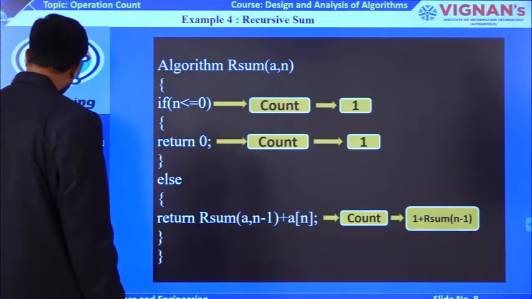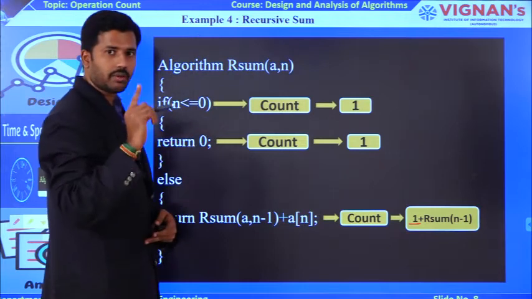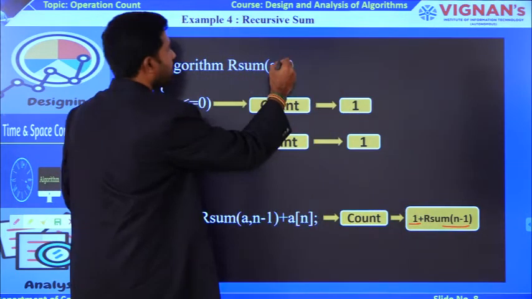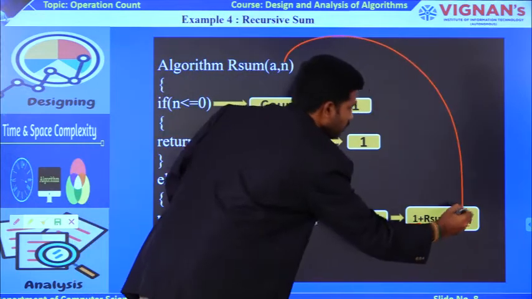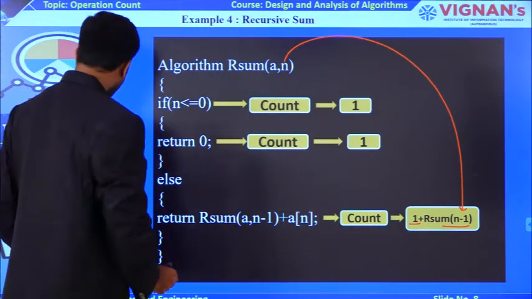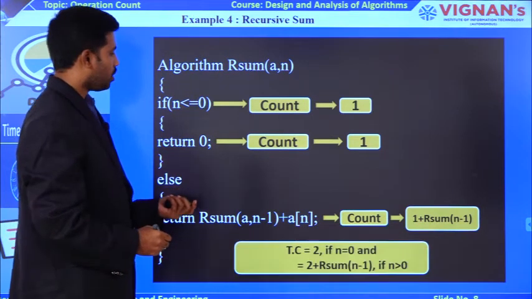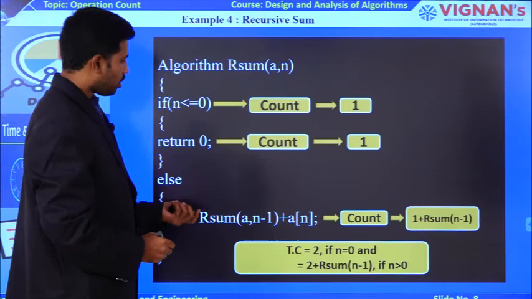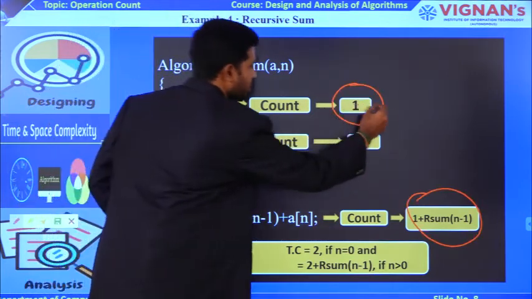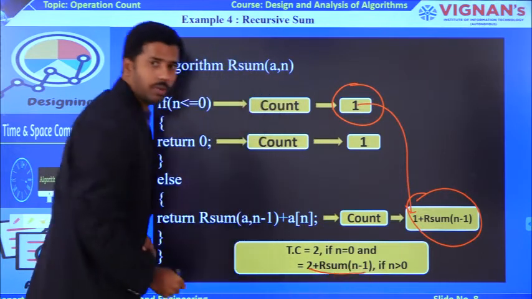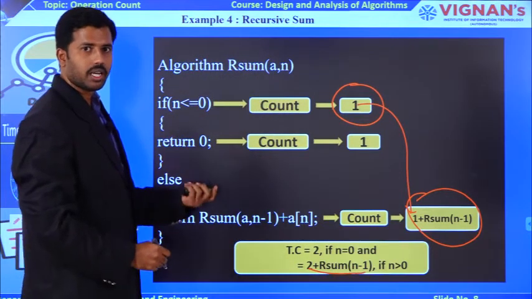And what about the 1 here? At a time you are retrieving only one element from the array. And what about n minus 1? Because n is reducing to n minus 1 for every function invocation. So that is the main theme of this algorithm, how to update the count variables. Now we try to focus on the total time complexity. So 1 plus 1 is 2. So that's why the time complexity is 2 plus recursive sum with the parameter n minus 1.